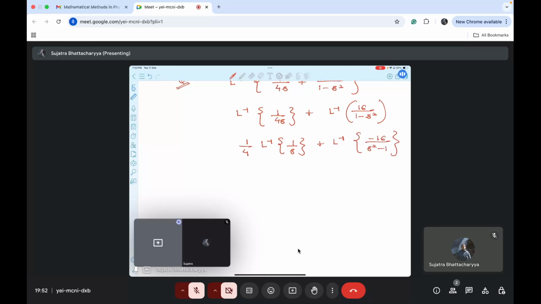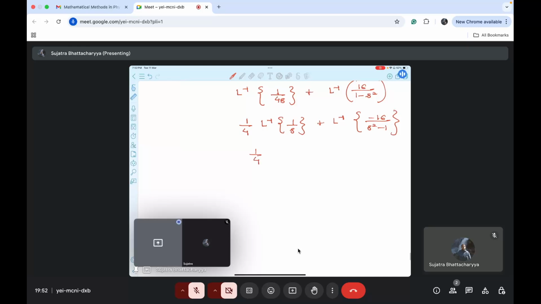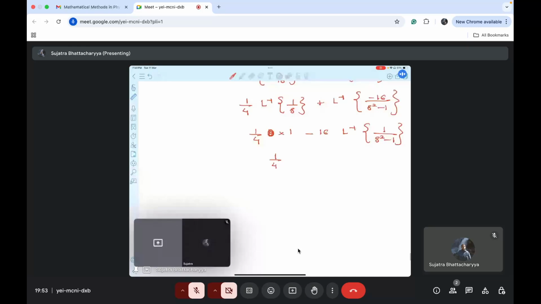So 1 by 4 times L inverse of 1 by s. What will it be, just t or 1? 1, because the Laplace transformation of 1 is 1 by s. So this is 1. Minus 16 you can take out, so L inverse of 1 upon (s square minus 1). This is a very known expression. So 1 by 4 minus 16 times L inverse of this, which can be written as sine hyperbolic t. So this is the answer.